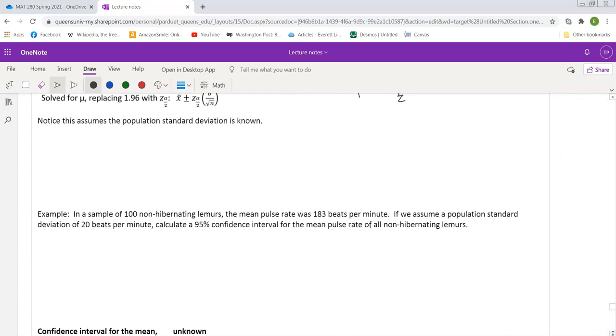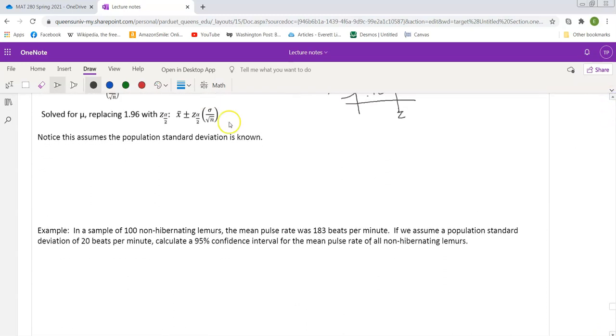So let's do an example. So we've got a sample of 100 lemurs. So that's n. The mean pulse rate of these 100, so that's the sample mean, is 183 beats per minute. And we assume a population standard deviation of 20 beats per minute. And we want to find a 95% confidence interval for the mean.